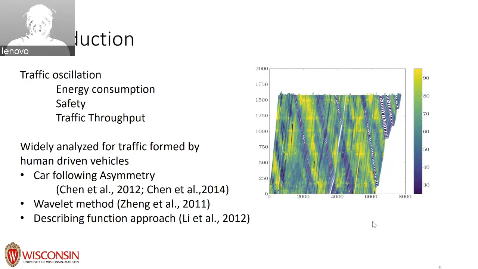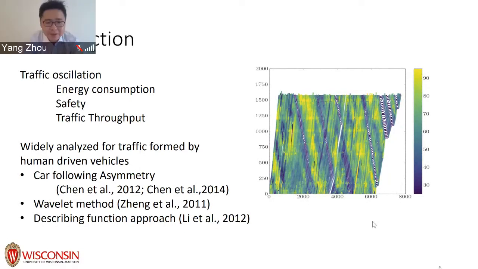Among all traffic phenomena, traffic oscillation has raised wide attention due to its relation to energy consumption, traffic throughput, and traffic safety. During the last decades, this phenomenon, traffic oscillation, known as stop-and-go, has been widely analyzed for traffic formed by human-driven vehicles. There are multiple types of approaches, such as the car-following symmetry by Chen et al. 2012 and 2014. There is also the wavelet method, which applies wavelet analysis to understand traffic oscillations, by Zheng et al. 2011. Also the describing function approach by Li et al.